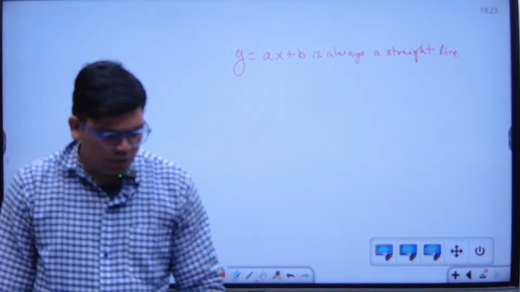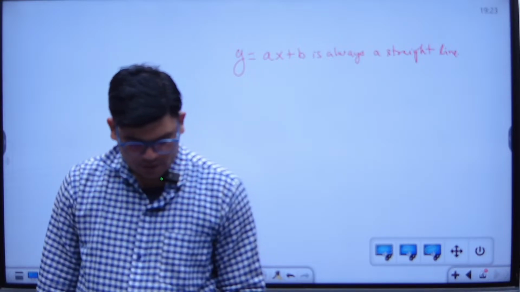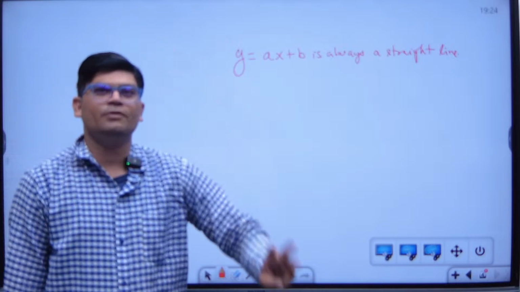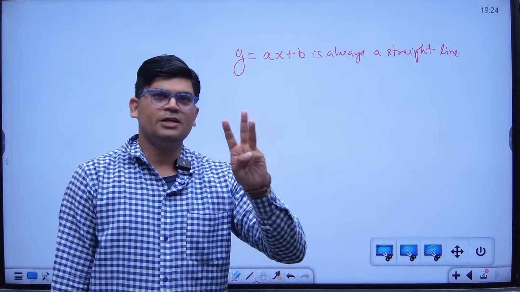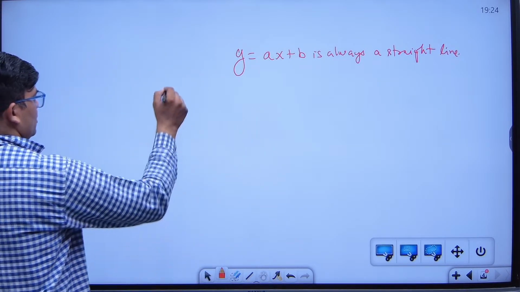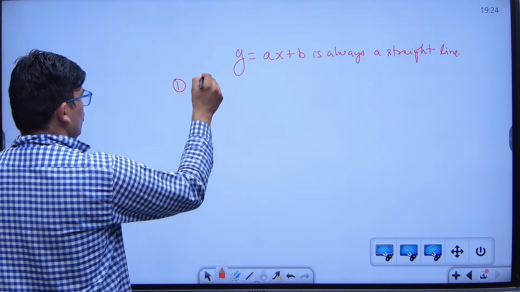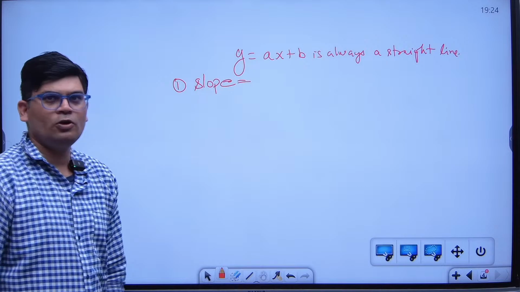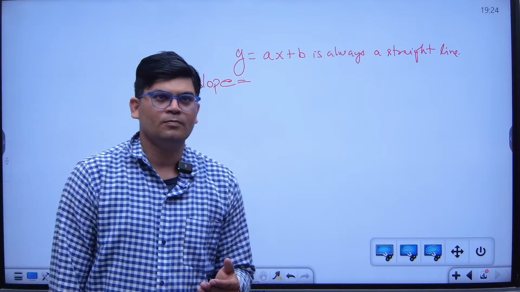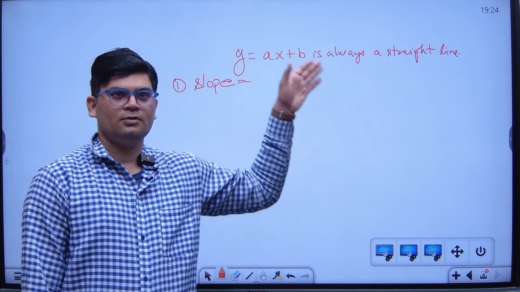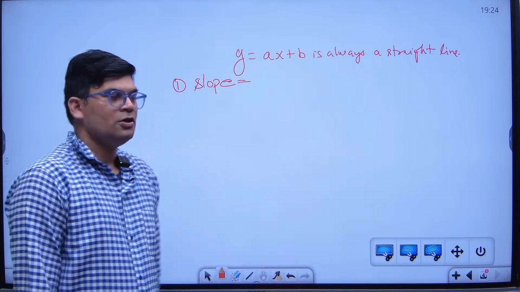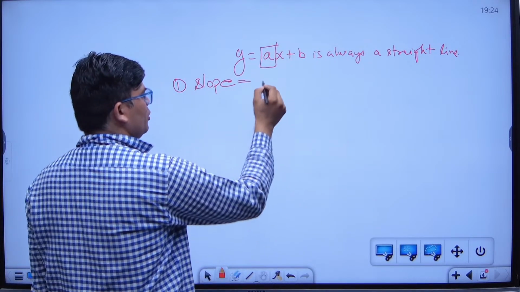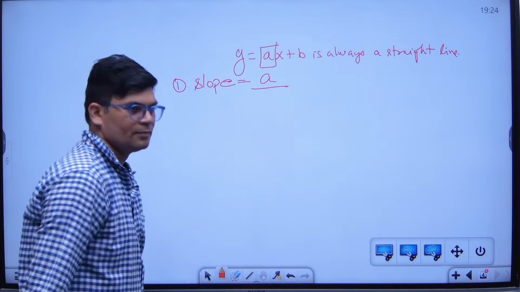Now we have to draw out the information from this straight line. What is the information that we draw out from this straight line? There are three basic pieces of information. The first is the slope of the line. If you remember, in the last class I told you about the slope: tan theta, y upon x. The slope is always the coefficient of x. So slope is always a.